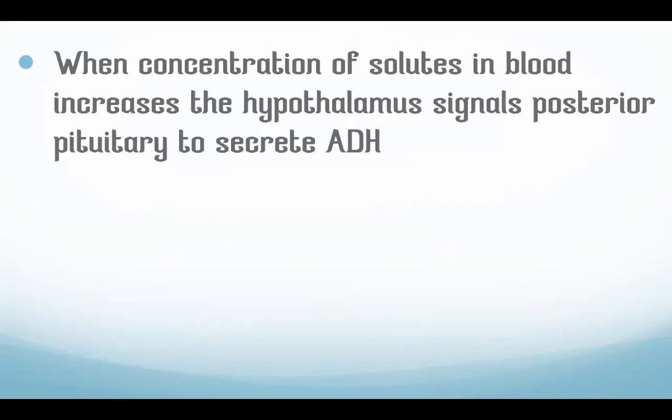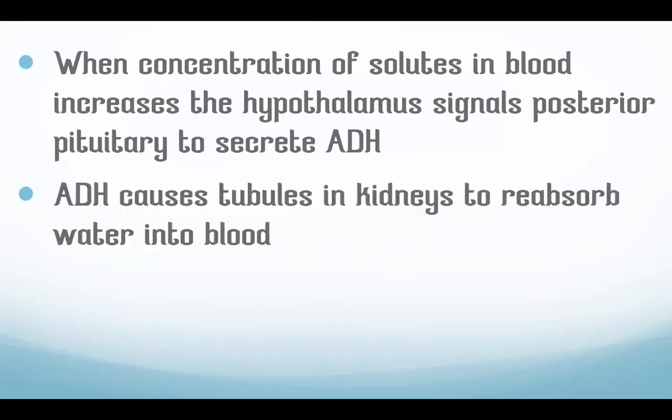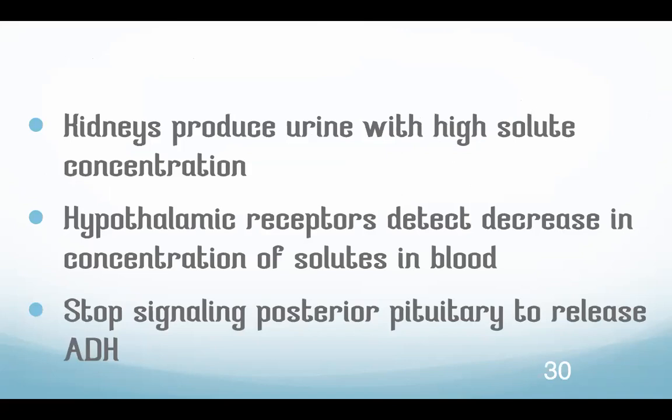Okay, no problem. So those are the two hormones that are made by the hypothalamus, but that travel from the hypothalamus down those neurons to the posterior pituitary and get stored there until they're needed. So when the concentration of solutes in the blood increases, the hypothalamus signals the posterior pituitary to secrete ADH. ADH causes the tubules in the kidneys to reabsorb water into the blood. That means that the kidneys are going to produce urine with a high solute concentration.